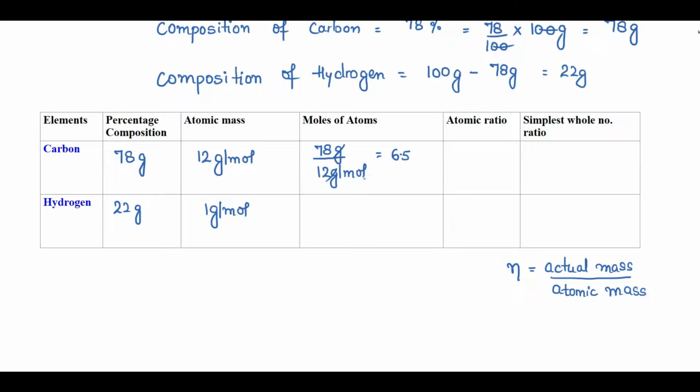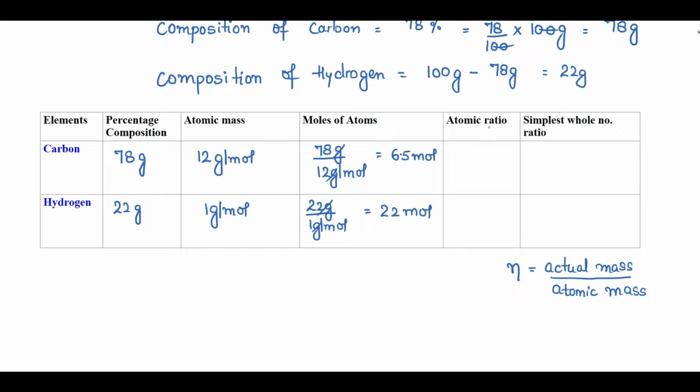When I take this mole inverse into the numerator, it will change its sign. So it will be mole. Now the number of moles of hydrogen: the actual mass of hydrogen, 22 gram, divided by the atomic mass of hydrogen, 1 gram per mole. Cancel gram with gram. 22 divided by 1, it will be 22. Mole inverse, when I take it in the numerator, it will change its sign, right?